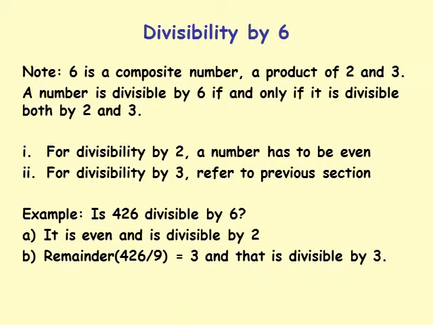Okay, let's continue here. The remainder of 426 divided by 9. So we're going to take out all the 9s we can, and whatever is left over is the remainder from dividing 426 by 9, and that is 3 from the digit sum. Okay, and that 3 is divisible by 3. So we passed the first test of divisibility by 2, and we passed the second test of divisibility by 3. Okay, so that means 426 is divisible by 6. Let's continue.